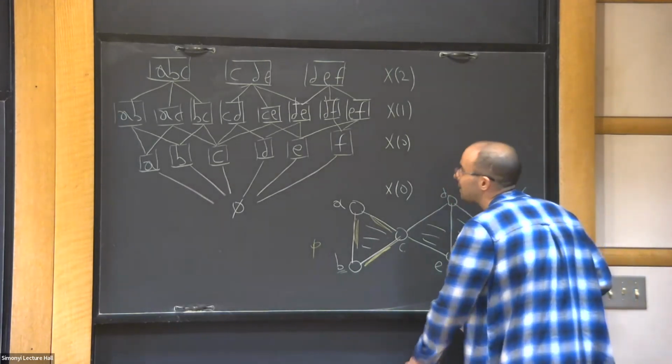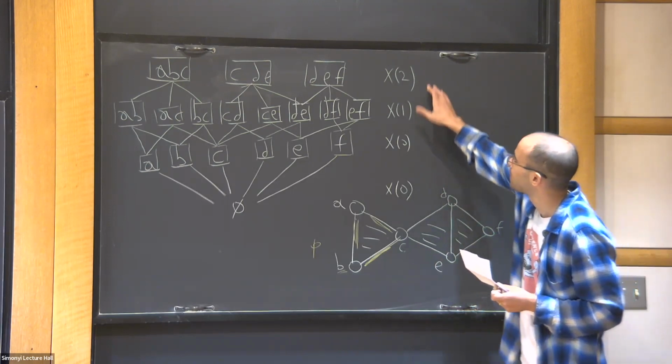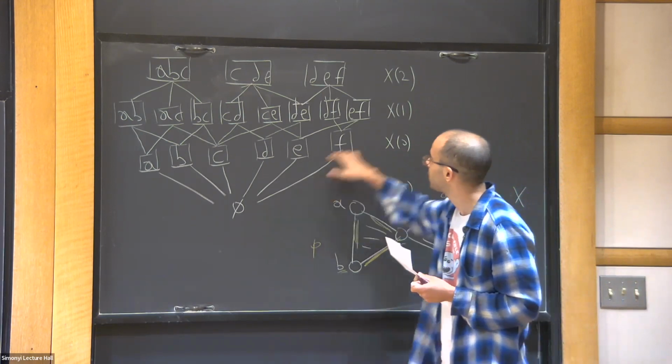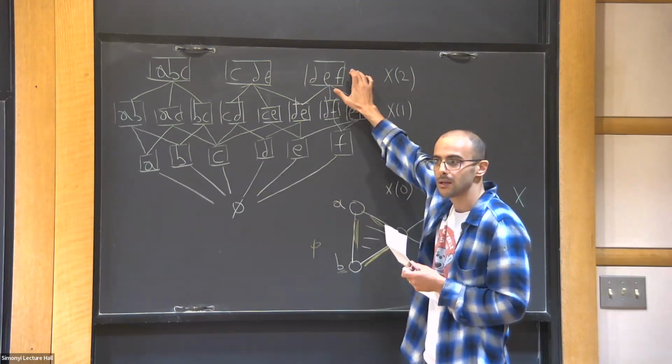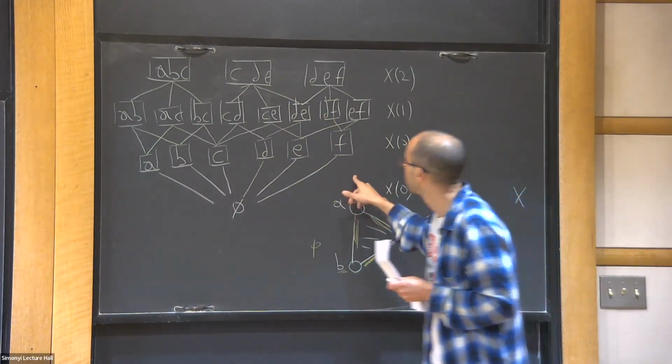A slightly less compact way to depict the same hypergraph is to look at its Hasse diagram, where I'm drawing the empty set, vertices, edges, and triangles, and so on. And you can see the containment relation. This will be important for later.